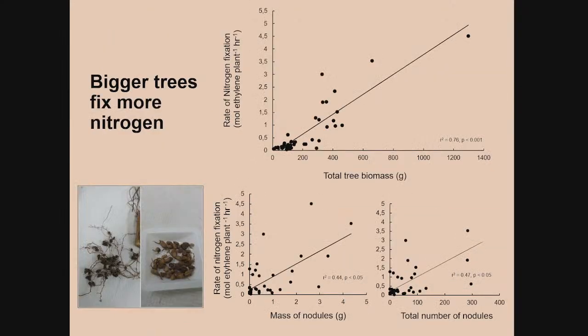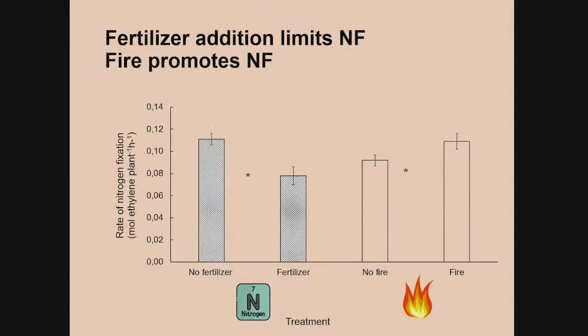As expected, we found that bigger trees do fix more nitrogen, so there was a significant positive relationship between the rate of nitrogen fixation and plant size. But interestingly, this was also found for both the mass and the total number of nodules. This confirms nodulation for the species, but it also shows a relatively high investment in nodules per unit plant mass, which is good for plants of that size.